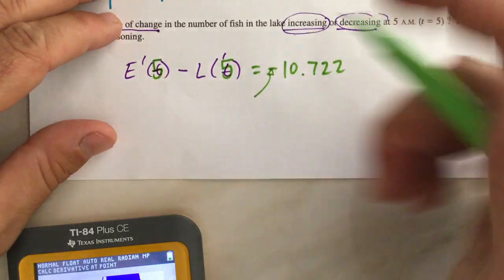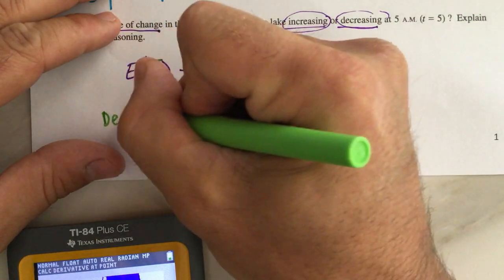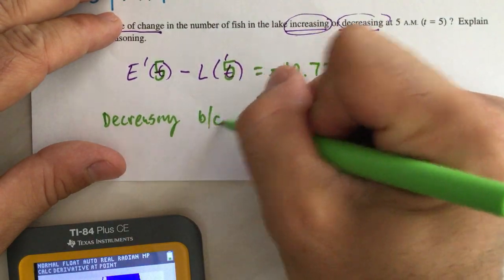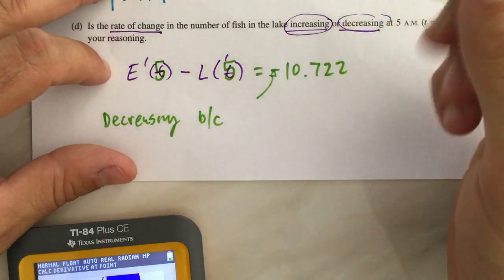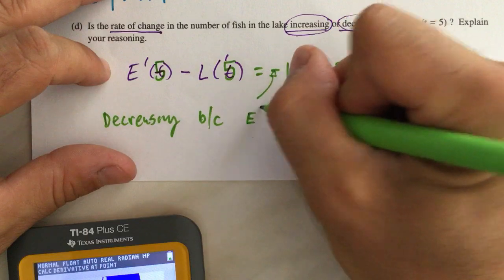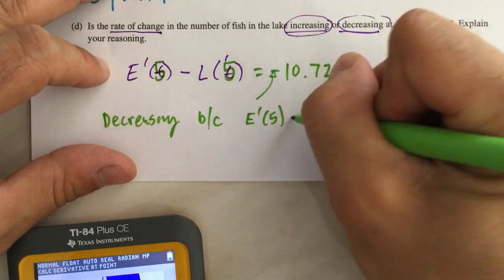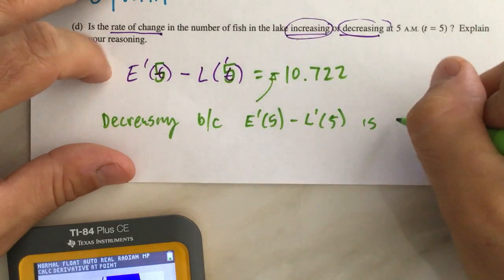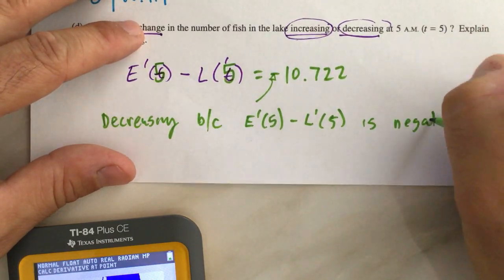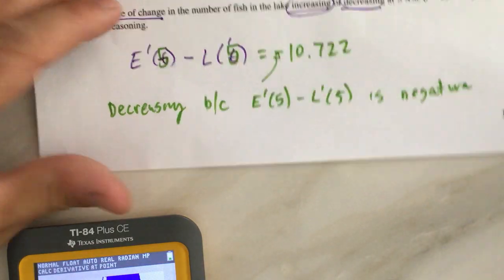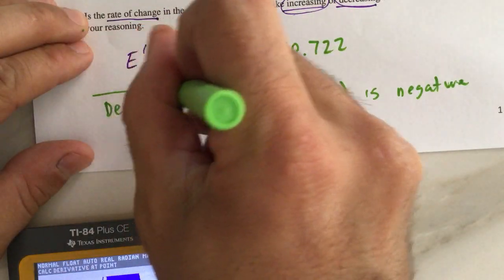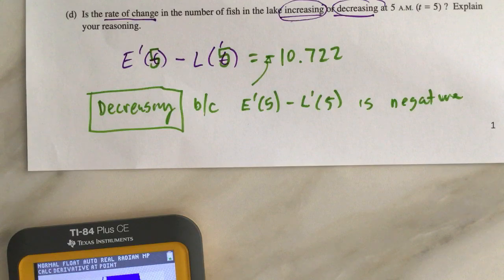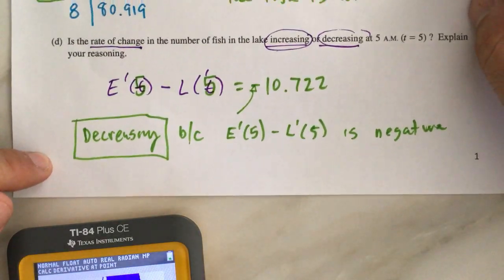So I have to actually justify that. I'm going to say decreasing because I'm going to say E prime of 5 minus L prime of 5 is negative. Okay, and I like to box up my actual answer with the rest of the explanation just hanging on there.